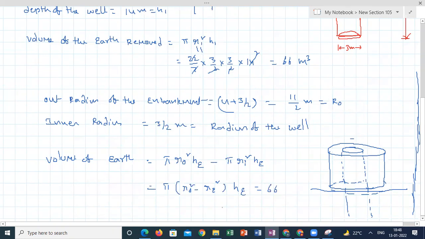Calculate and let me know what is the answer you are getting, students. What is the height of the embankment you are getting, please? 22 by 7 into R naught is 11 by 2 square, 11 square by 4, minus 3 square by 4, into height of the embankment is 66.